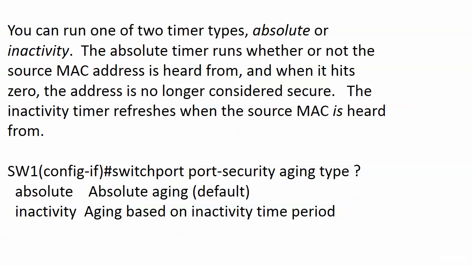And as for those timer types, you can run one of two types, absolute or inactivity. The absolute timer is just like a countdown clock. You set it to 10 minutes and it starts and goes down to 0, and then that address is no longer considered secure. The inactivity timer, though, is going to refresh when the source MAC address is heard from. If you use the absolute timer, the switch doesn't care. You can hear from that particular source MAC address over and over again in the time period you set, and when that timer hits 0, it hits 0. Again, the inactivity timer is going to refresh every time the source MAC address is heard from.